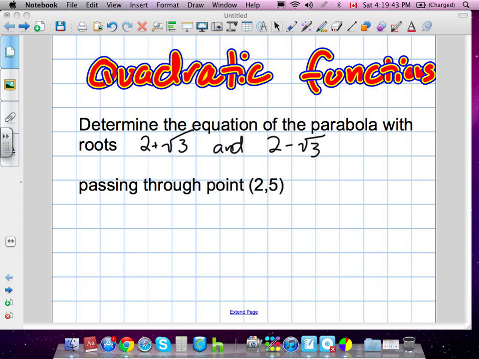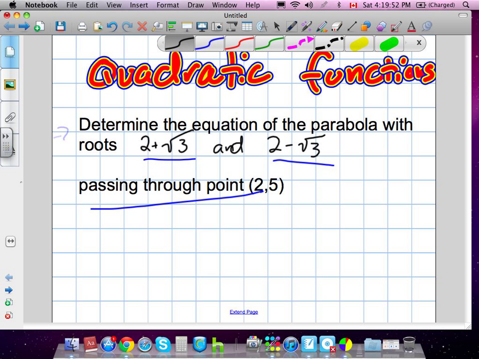Alright, so we're going over quadratic functions. It says determine the equation of the parabola with roots 2 plus root 3 and 2 minus root 3 passing through this point. Now, first thing you need to know is there are three major forms.